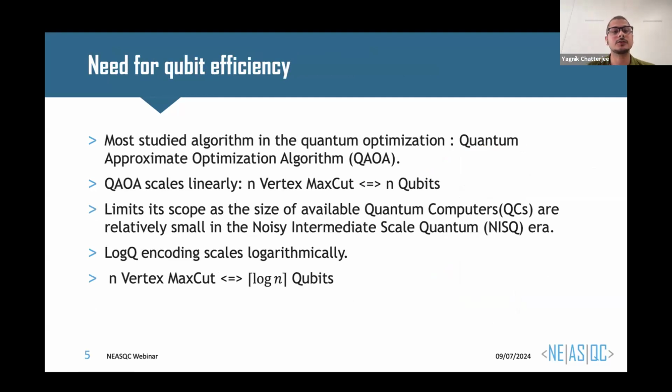Okay, so now I'm going to dive a bit into the algorithm that we're doing and why we're doing it. It's because we need to be efficient in terms of qubits when we develop our algorithms. So QAOA, as you might know, is a widely studied quantum optimization algorithm. It scales linearly, in the sense that if I have a 200-vertex max cut, I will need 200 qubits to solve it. But the problem is today, there are very few qubits available, and even if we have hundreds of qubits, sometimes they are not well connected, which means that we will not be able to use the power of all these qubits.